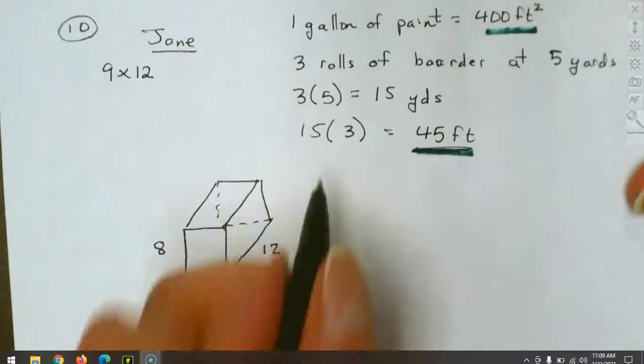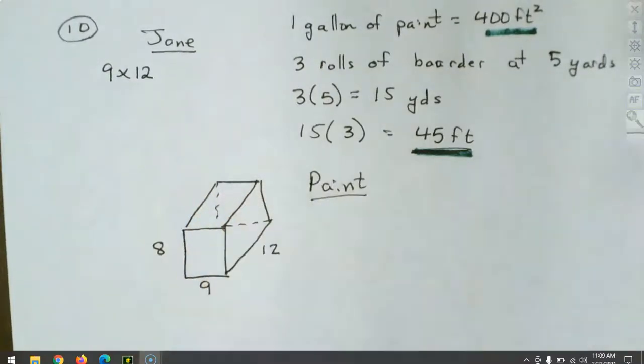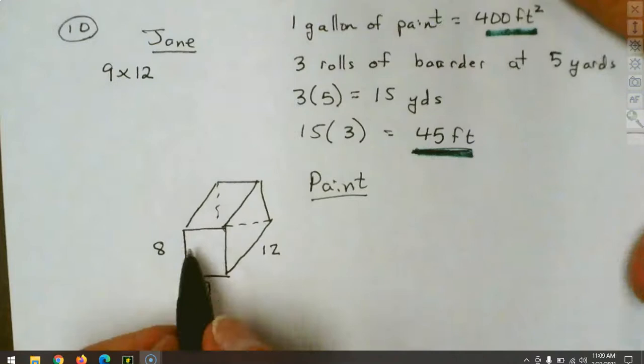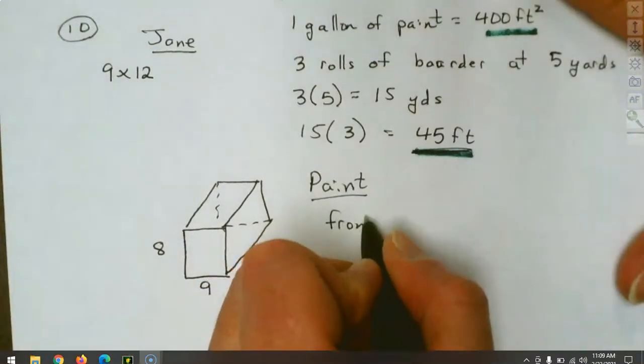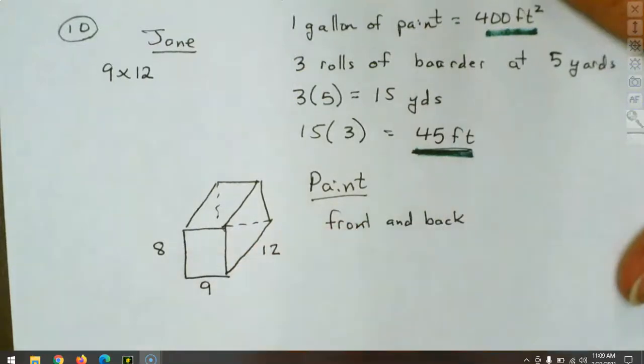Now we're going to try and paint this room. Okay, so how do we paint the room? Well, first off, we're not going to paint the ceiling. We're only going to paint the 4 sides. So let's look at each side, figure out how much it is, and then we can add it up. So let's paint the front and the back.